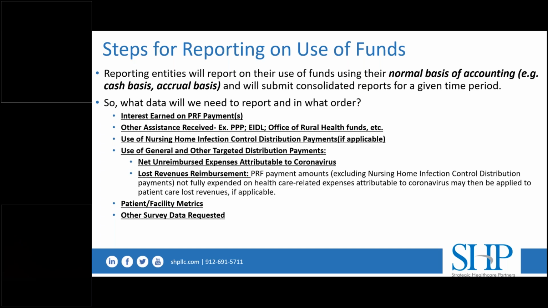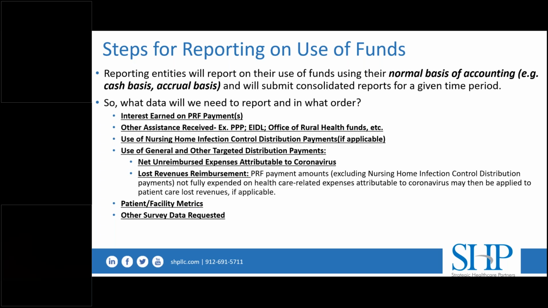So a couple of points. Any interest earned on the PRF payments, a lot of y'all got the money and stuck it in an account for a while. You're going to have to report on it, and it will be used as an offset. Whatever interest you earned on it will be an offset to any losses or expenses incurred. And you'll have to report that. If you dumped it into an account that was commingled with other funds, which I don't recommend, you'll need to be able to calculate a segregation of the funds and report the interest earned just on that portion of the funds.